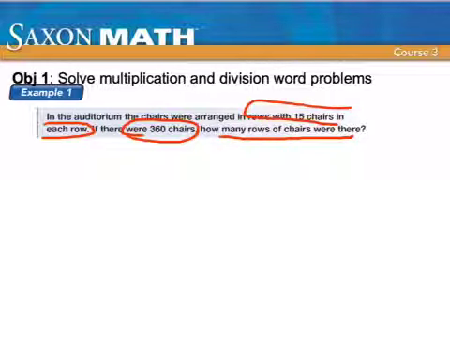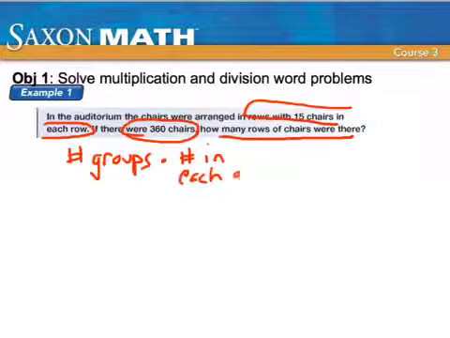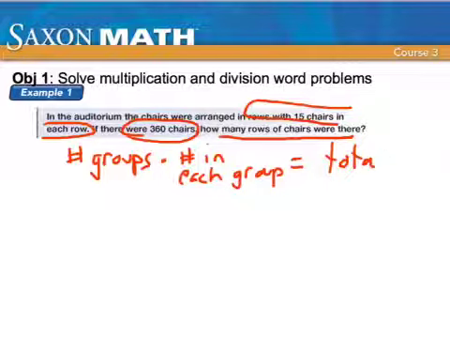Alright, so again, our format is some number of groups times the number in each group equals our total. Now we've understood the problem. We need to go to the plan section. We need to write a verbal model. Now this verbal model right here that I just wrote is just standard for all these problems. I want you to write one that applies to the problem itself.